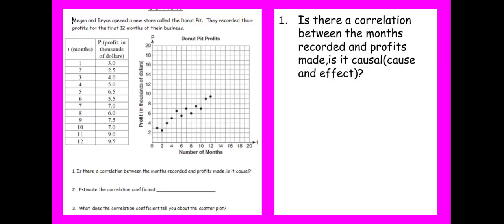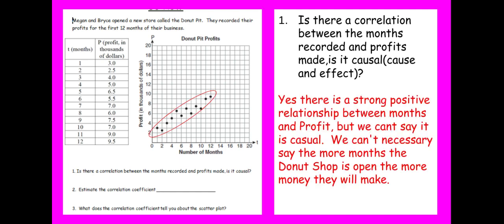All right, so answer number 1, is there a correlation between months recorded and profits made, and is it causal? Causal is just a cause and effect relationship. The answer is yes, there's a strong positive relationship between the months and profits, but we can't say it's causal. We can't necessarily say that the more amount of time they're open, the more profit they're going to make. That's not necessarily how profit works.